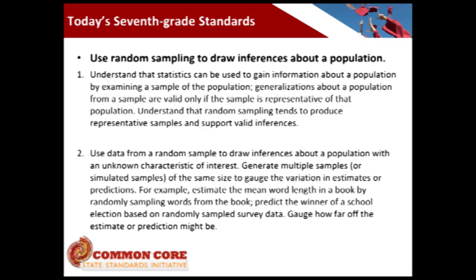So the first standard there is really about this idea that we can sample a population and make inferences. The second standard is really about random sampling and what it is. And you can see that this second standard is very action-oriented in terms of, my screen went back, I'm not sure what's going on.